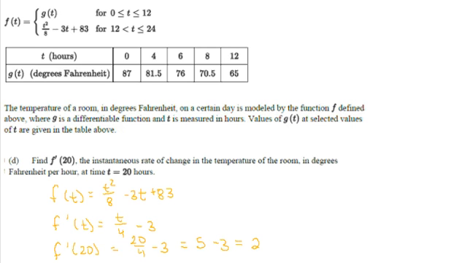So we've got, to remember our units, 2 degrees Fahrenheit per hour. All right, box around that. And we're done.